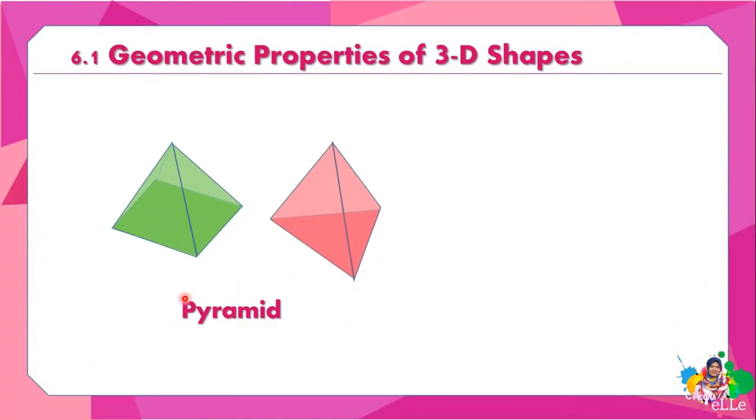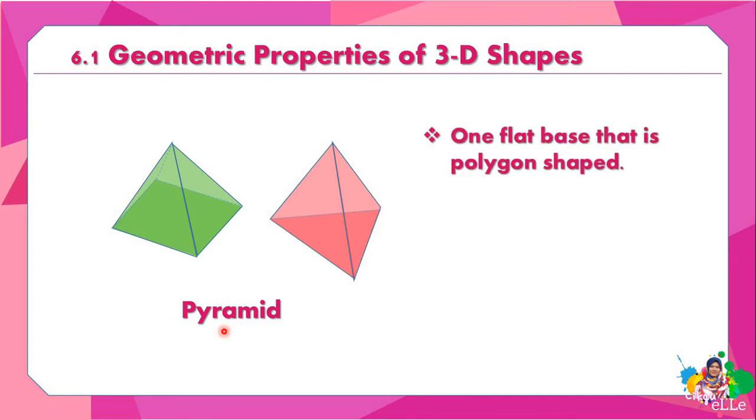Alright, this one is pyramid. What is the geometric properties of pyramid? It has one flat base that is polygon shape. Alright, for prism it has 2 flat bases, and for pyramid it has 1 flat base that is polygon shape. So this pyramid has rectangular flat base shape, and this one has triangular flat base shape.